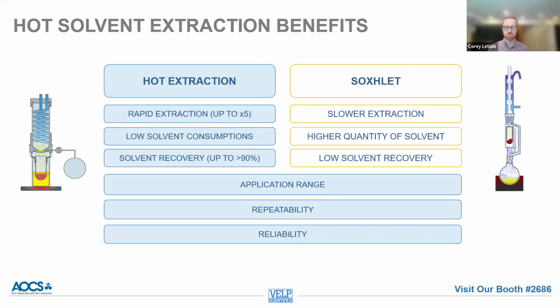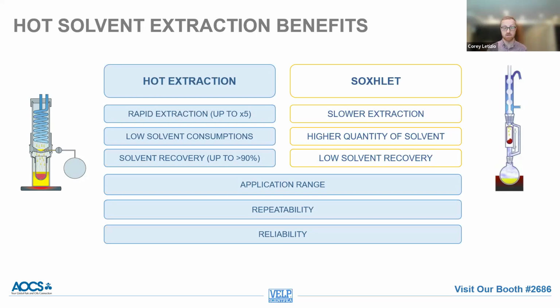Now, kind of what I was mentioning before, some of those hot solvent extraction benefits compared to traditional Soxhlet involve rapid extractions. So typical extraction time with a hot extraction might only be an hour and a half to 3 hours, somewhere in that time frame. So as you know, it's much more efficient than with the traditional Soxhlet method. There's a lower solvent consumption with this. Now, that has to do with the specified amount being used as well as the actual solvent recovery.